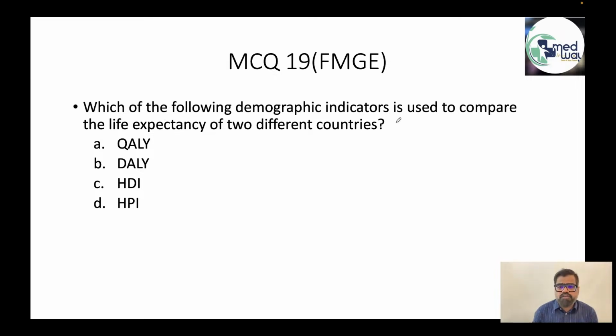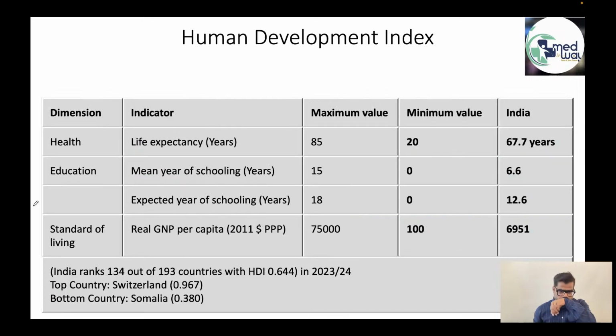Which of the following demographic indicators is used to compare life expectancy of 2 different countries? I want to compare life expectancy of India with life expectancy of Japan. So which indicator will help you to calculate? Obviously it is HDI, Human Development Index. Okay, now please try to understand this and please use this data because this is the real, updated data.